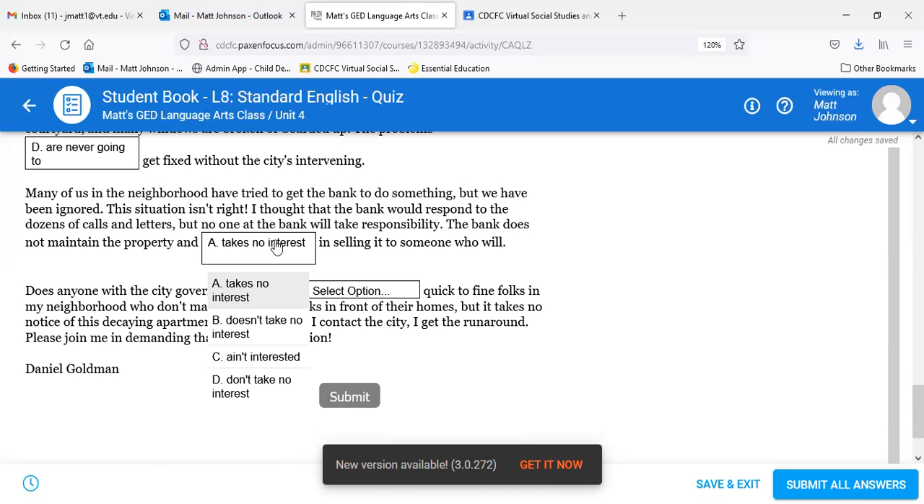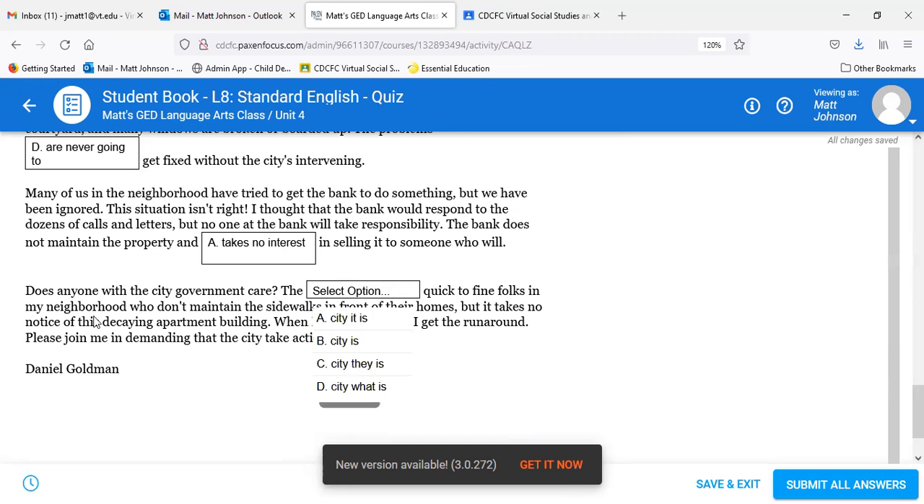If you get into a situation with a multiple choice or drop down, if you see does not and no together, or don't and no, that's going to give you a clue that you only need the one no or not, to avoid a double negative. So A, takes no interest in selling it to someone who will. Does anyone with the government care? The blank is quick to find folks in my neighborhood who don't maintain the sidewalk in front of their home.